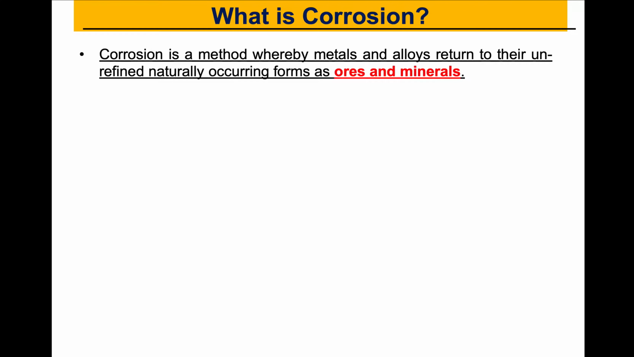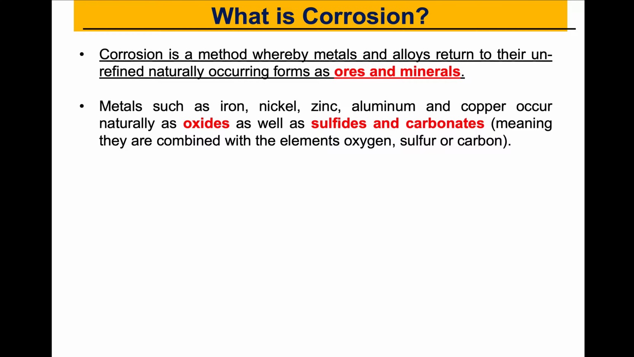The definition of corrosion is a method by which metals and alloys return to their unrefined, naturally occurring form, which is ores and minerals. In nature, metals such as iron, nickel, zinc, aluminum will be in a specific form. So they can be something we call oxides, sulfides, and carbonates. And what we mean by that is that the metal will have bonding with either oxygen for oxides, with sulfur for the sulfides, and with carbon for the carbonates.